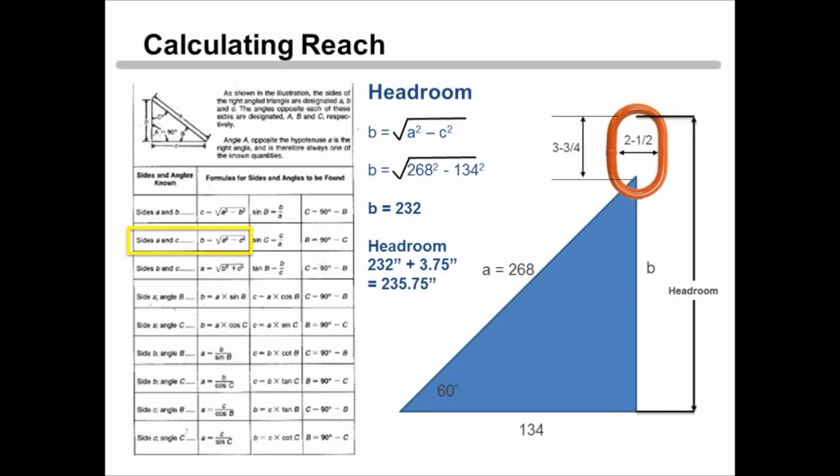So what do we know? We know side A and we know side C. So we need to know the height of that triangle. So B equals the square root of A squared minus C squared. And we will find that the tip of that triangle is 232 inches. We add that 3 3/4 inches to it. So the headroom now is 235 3/4 of an inch, or 236 inches high above that load.